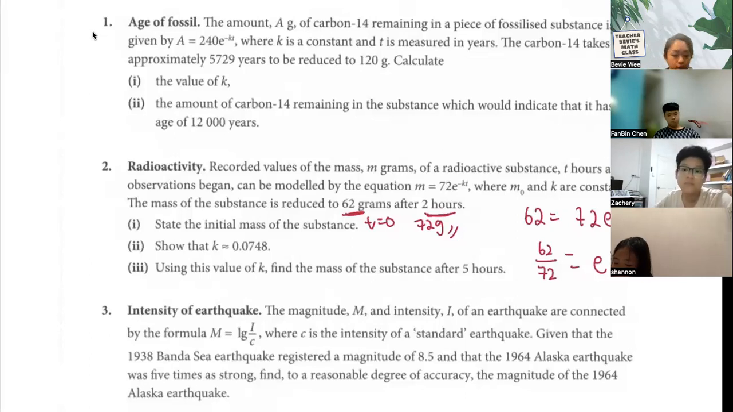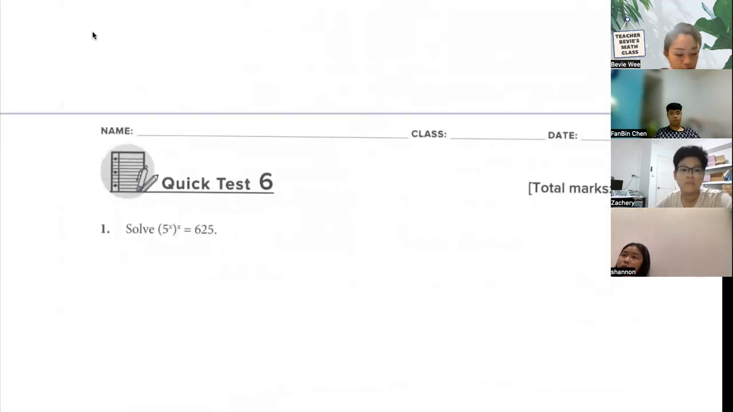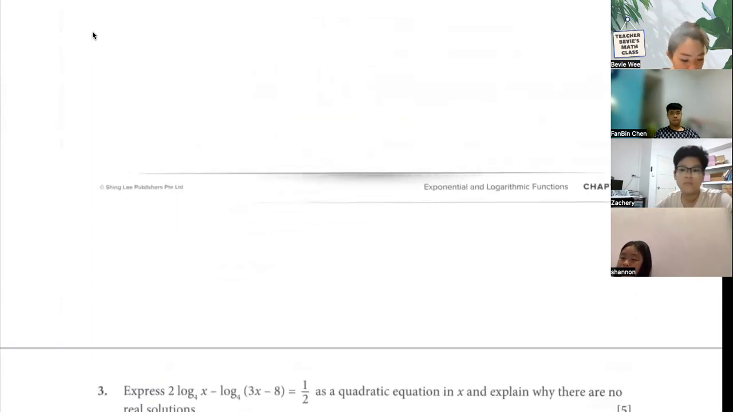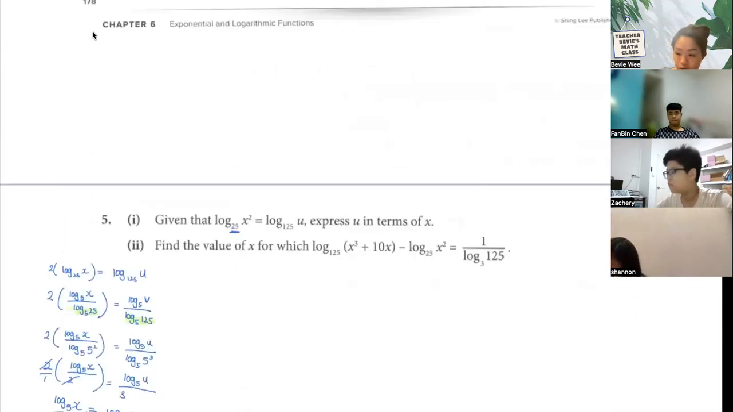Part 3 is easy. They just say using this value of K, find the mass of the substance after 5 hours. You already got your K value. You know T is 5. You just press inside your calculator. No need to manipulate anything. You just press 72 e to the power of negative that K value times 5. Okay, just now I went through one difficult question with my student.